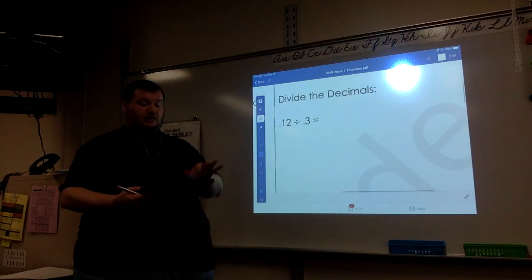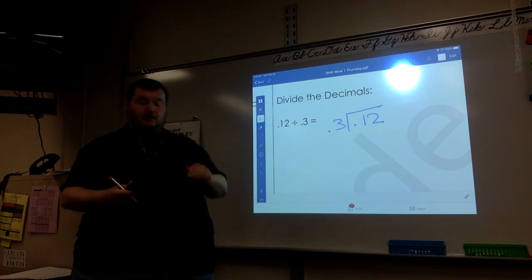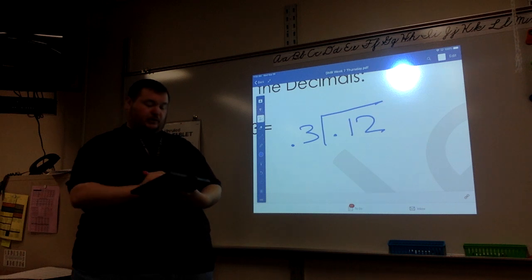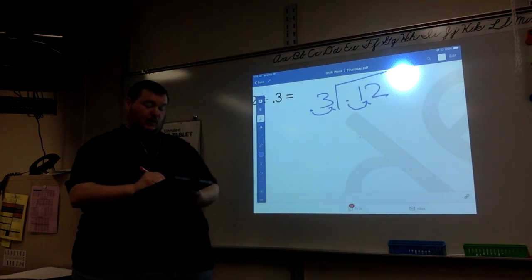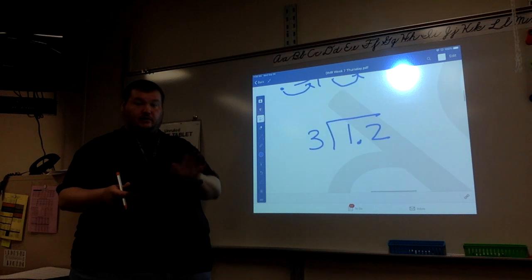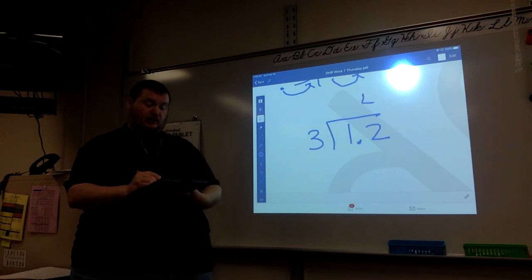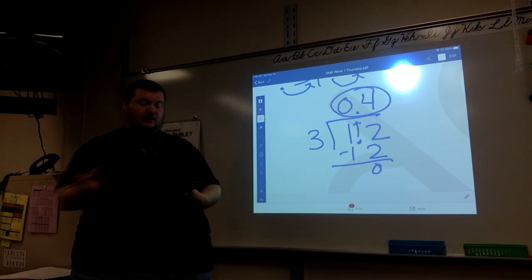Moving on, dividing decimals. Remember, first up, put the first number inside the box, second number outside the box. The outside number needs to be a whole number. So we move the decimal once here and only once here. So we'll rewrite the problem to be now 1.2 divided by the whole number 3. 3 does not go into 1, but it does go into 12 4 times. Subtract here, 0 left over, and our decimal then goes straight up. So the answer is 0.4.